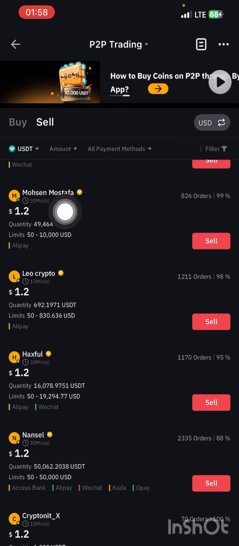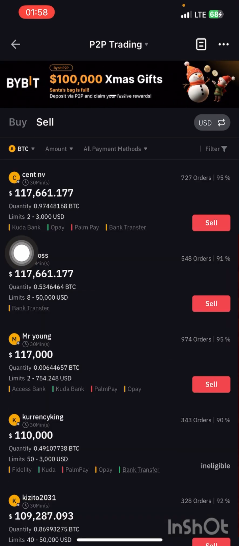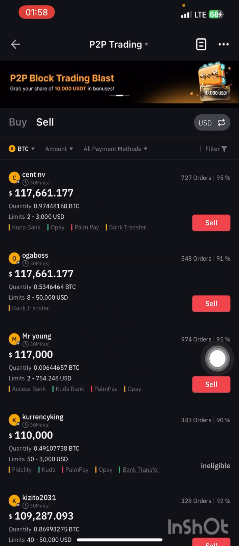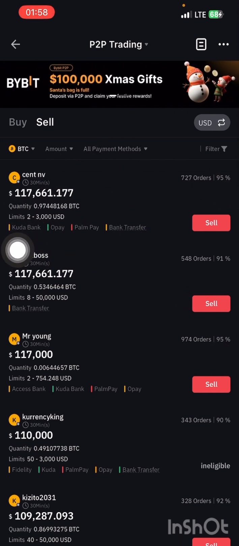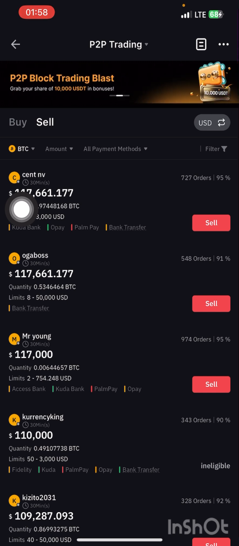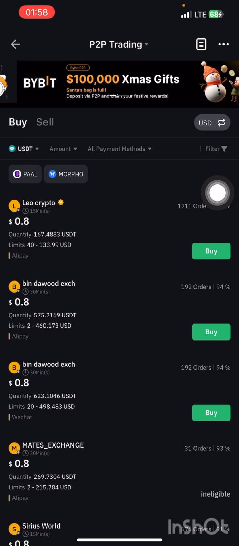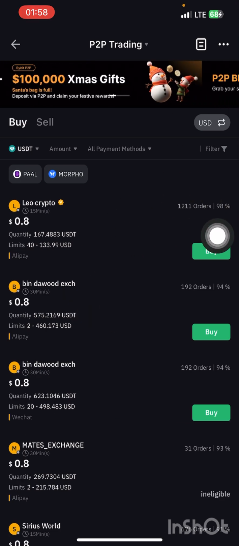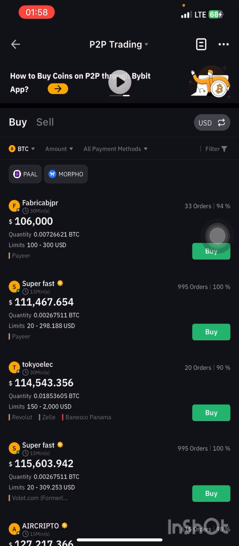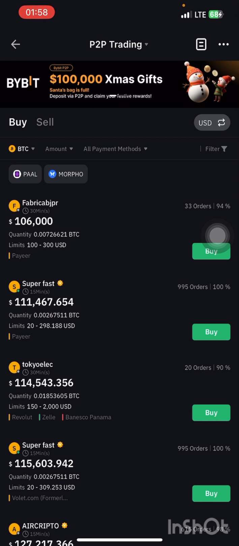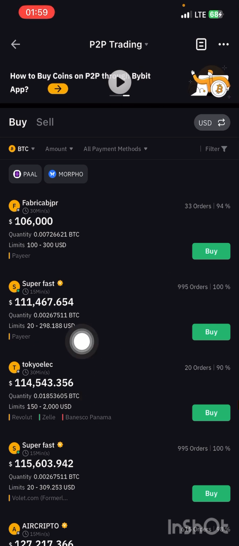Now, when you click on USD and then click on BTC, you see that on Bybit P2P, you can sell your Bitcoin for $117,661. You can even say here, as a Bybit merchant, I've explained this before: when you are a merchant or a vendor, you tend to make more money. And then you can buy here. This is where others come to buy. This is your sell market, and here becomes your buy market.